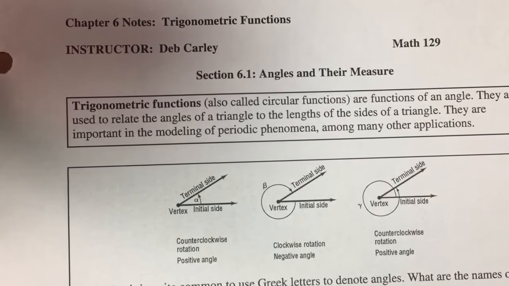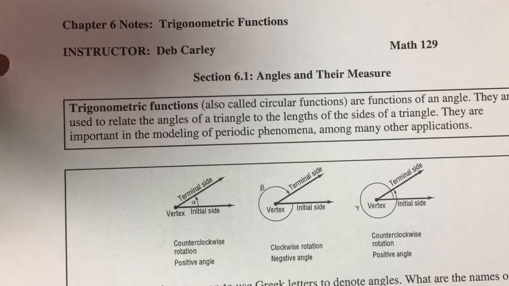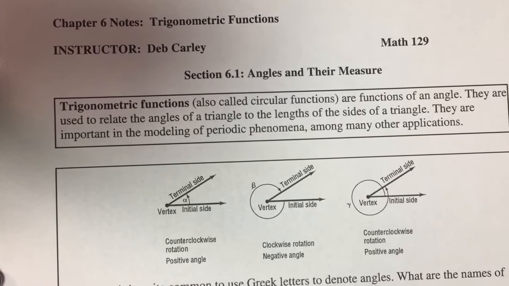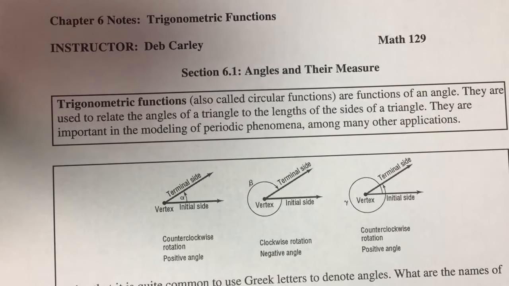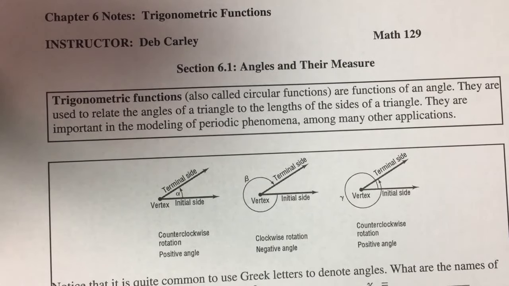Okay, I've decided we're going to go ahead and start chapter 6 here. Our last two chapters, chapter 6 and 7, are all trig. And since I believe trig may have been a prerequisite for 129, I think you should be pretty good at trig. So I'm just going to go over some quick basics. I'm not going to spend a lot of time on it.